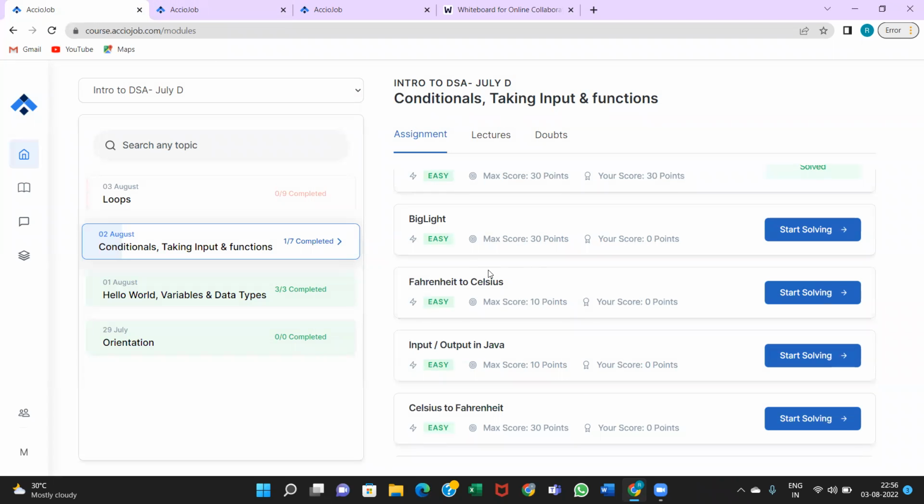Cool. Let's do the Fahrenheit and Celsius one.